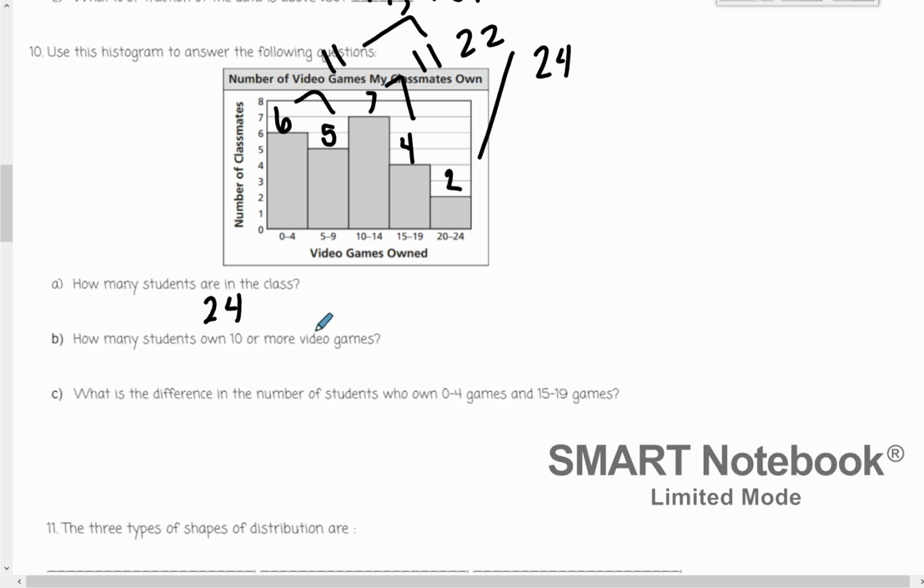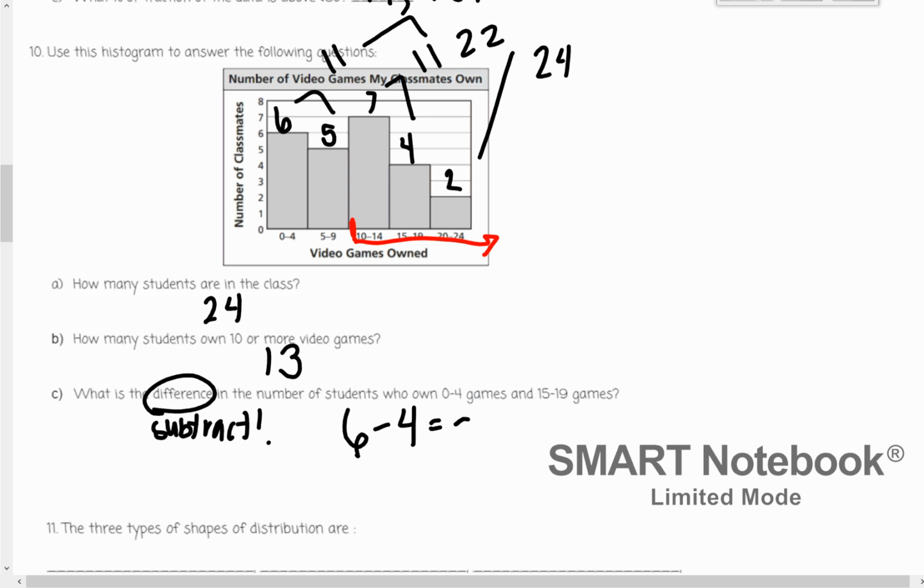How many students own 10 or more video games? So here is where 10 starts. We want 10 or more. So we have 7, 4, and 2. So we have 11 plus 2 is 13 students. What is the difference? Difference means subtract. Keyword. In the number of students who own 0 to 4 games, which is 6, and 15 to 19 games, which is 4. So we would subtract 6 minus 4 to get 2 students is the difference.